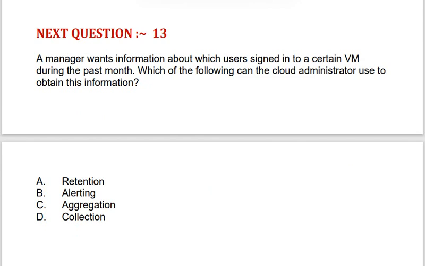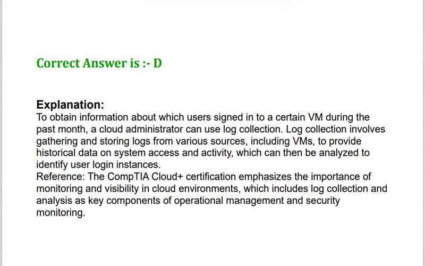Question is, a manager wants information about which users signed in to a certain VM during the past month. Which of the following can the cloud administrator use to obtain this information? Option A, retention. Option B, alerting. Option C, aggregation. Option D, collection. Correct answer is option D.